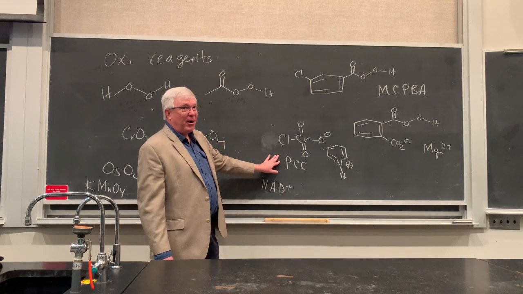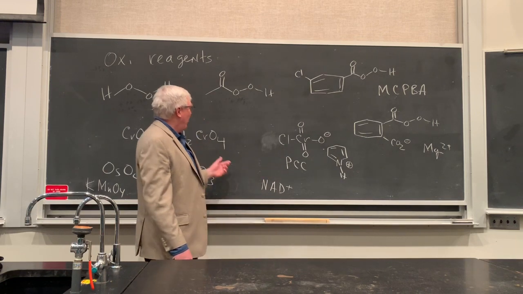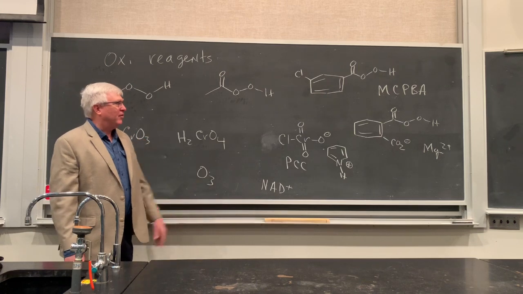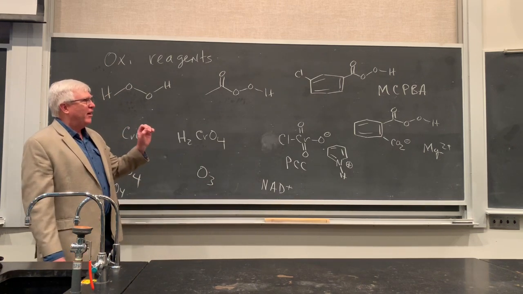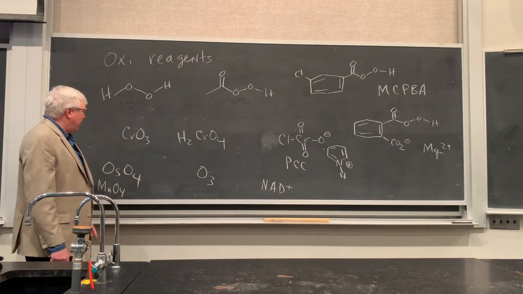This will take primary alcohols and stop the oxidation at aldehydes, whereas chromic acid will take primary alcohols all the way to carboxylic acids. Both of them can take secondary alcohols to ketones. And we'll have to look at the structure. Again, everything comes out of the structure.